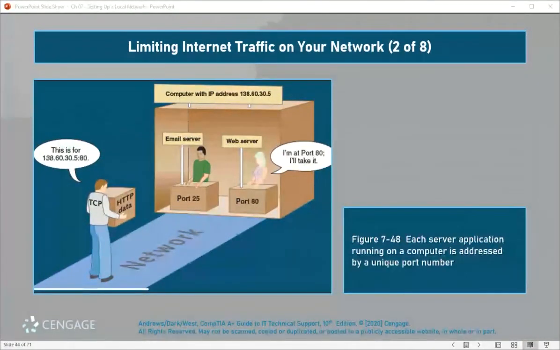So here we have limiting internet traffic based on port controls. This is a very simple representation of when we're delivering information from an outside source to a local source.